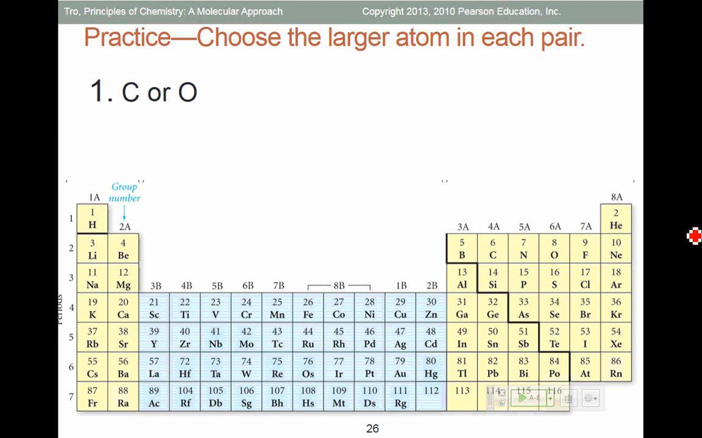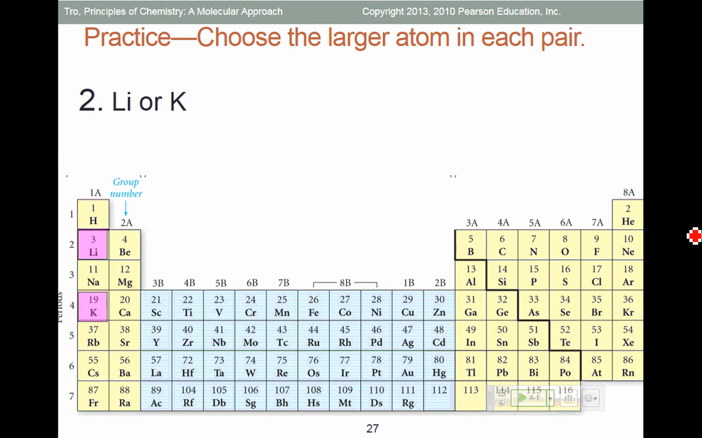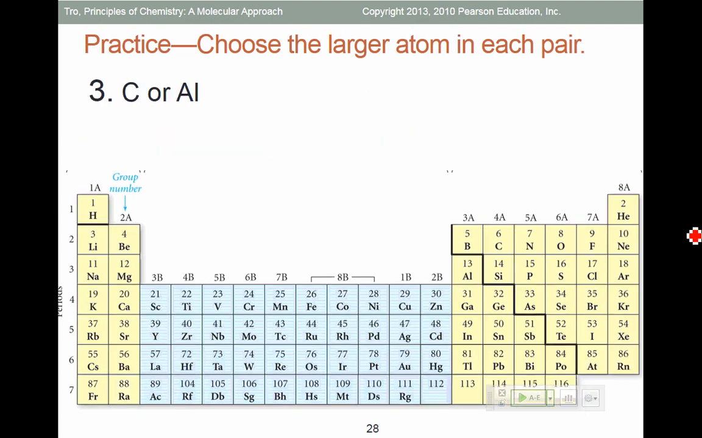So carbon versus oxygen. Which one's going to be larger? It's going to be carbon because it has less nuclear charge, so it's not pulling the electrons as close. Now, if we look at lithium and potassium, it's clearly potassium. It has more principal energy levels and way more electrons. That one's really easy. Now, if we look at carbon and aluminum, aluminum has a higher principal energy level, so aluminum is going to be larger.